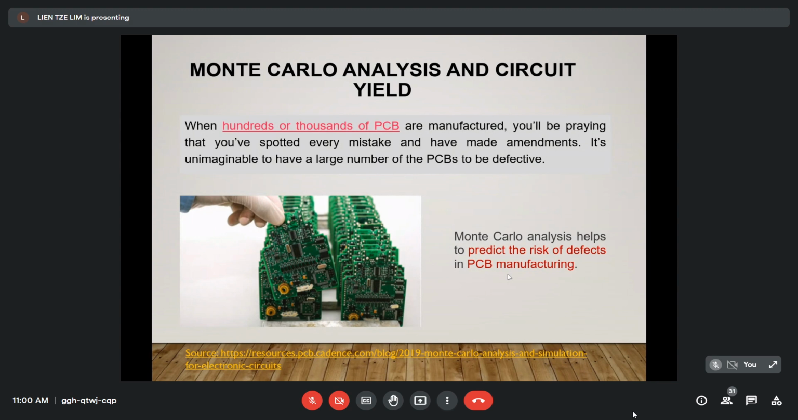There is another method, but I'm not familiar with it, so I will not mention it further. This is for your knowledge about Monte Carlo analysis and simulations.